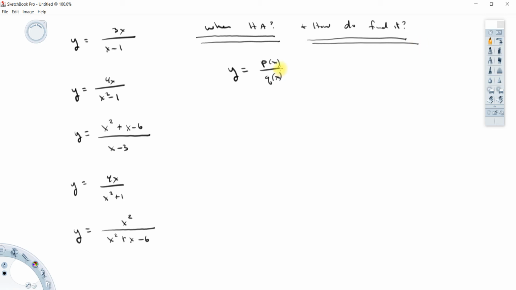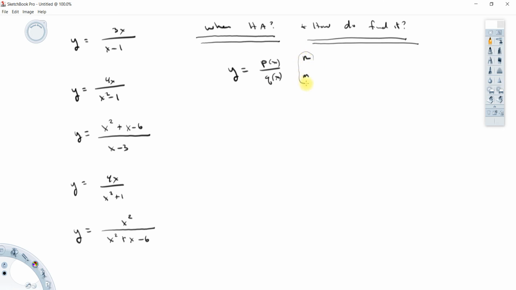So rational functions are functions that can be written in this form. I wrote p of x over q of x, where the p and q are both polynomials. I've got a bunch of examples on the left. And to tell whether they have horizontal asymptotes or not, you look at these polynomials, and you look at the highest power. So let's say that the highest power on p is n, and the highest power on q is m.